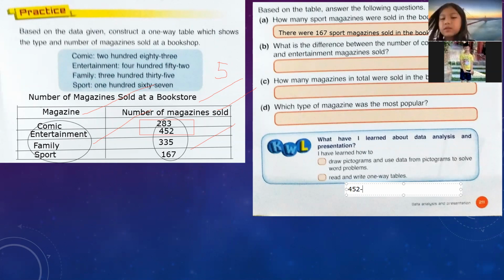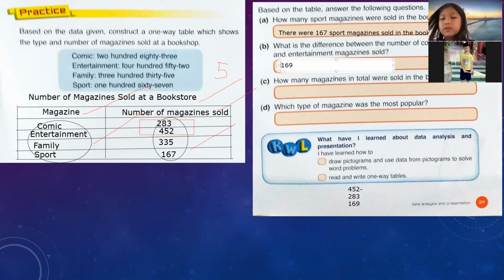452 minus 283 equals, so 5 becomes 4, 14, so 6, 2 become 12, 9. 169. Yes or no? Yes. So how can we make a sentence out of this 169?